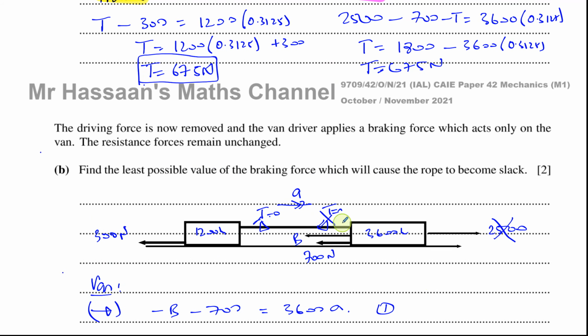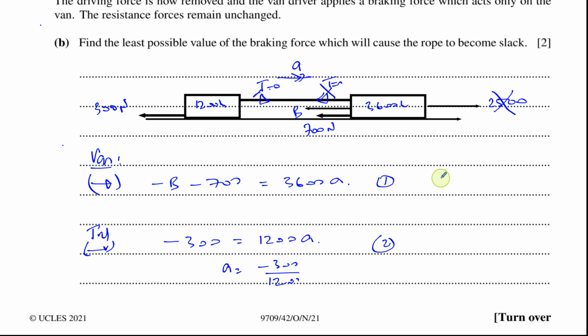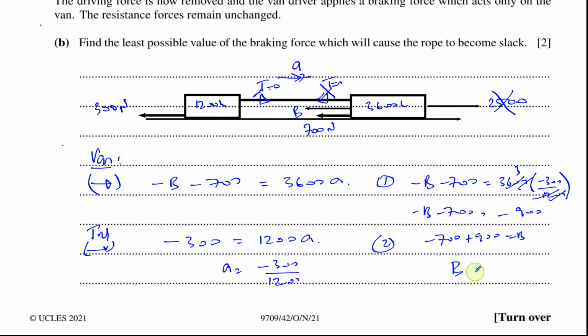If we substitute this into that equation, we want to find B, so we can say minus B minus 700 is equal to 3,600 times minus 300 over 1,200. They cancel out and that gives you 3. So you've got minus B minus 700 is equal to minus 900. So minus 700 plus 900 is equal to B. So B is going to be 200 newtons.